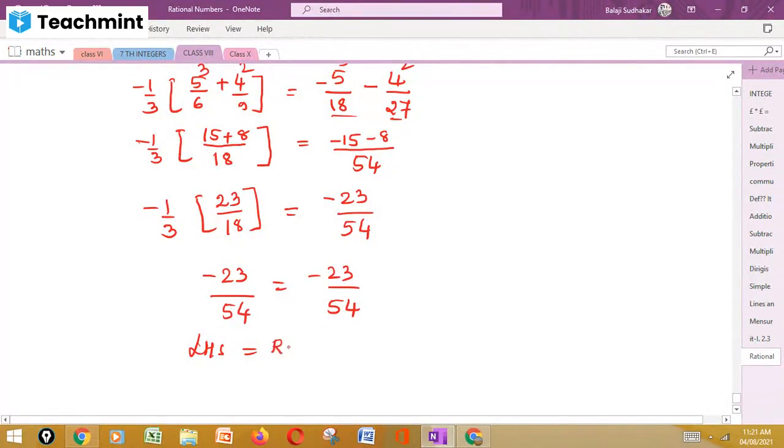LHS is equal to RHS. So from this example, we conclude that the distributive property over subtraction is also satisfied.